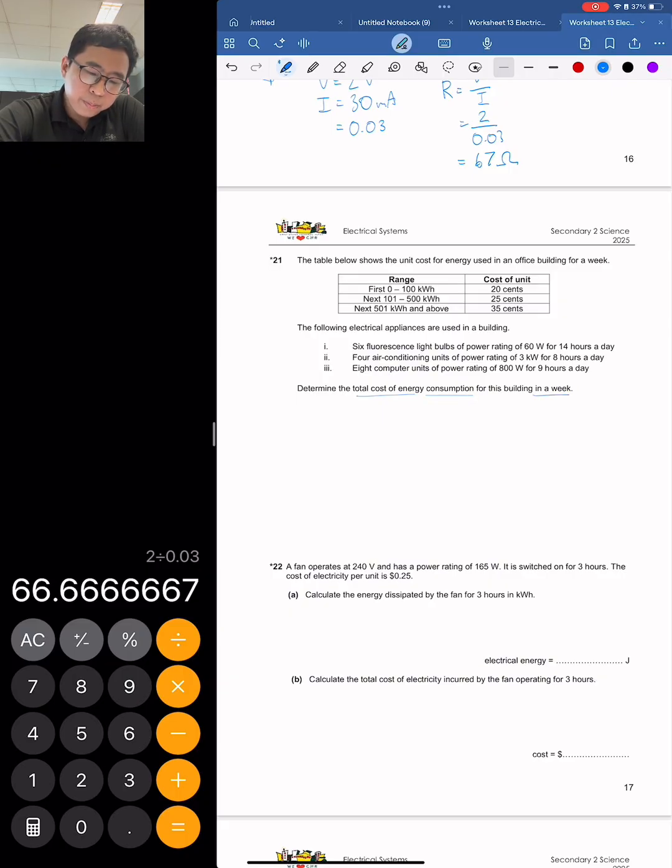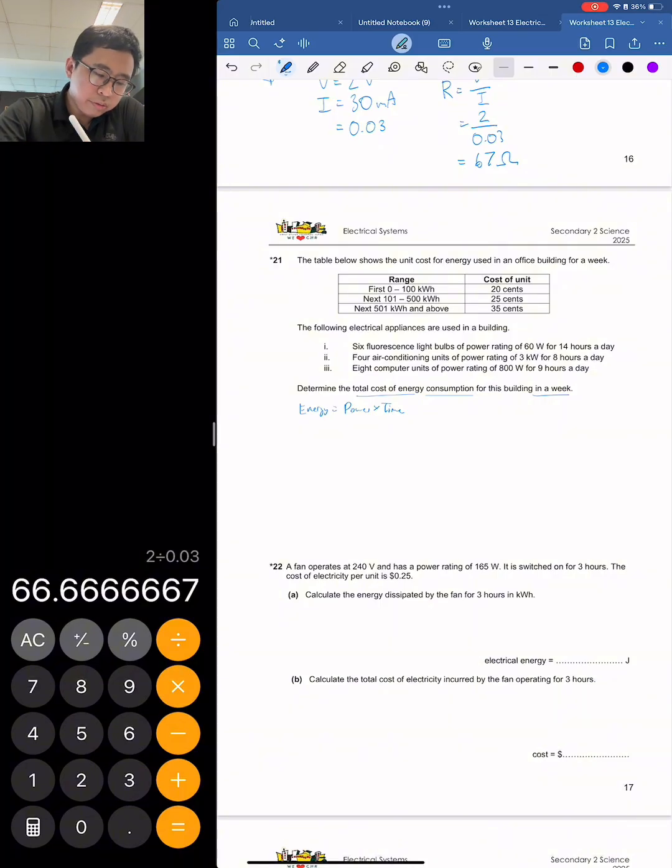in a week. What happens is that we need to first calculate it for each day and then for a week. So first, we write down the formula. Energy equals power times time. Right?